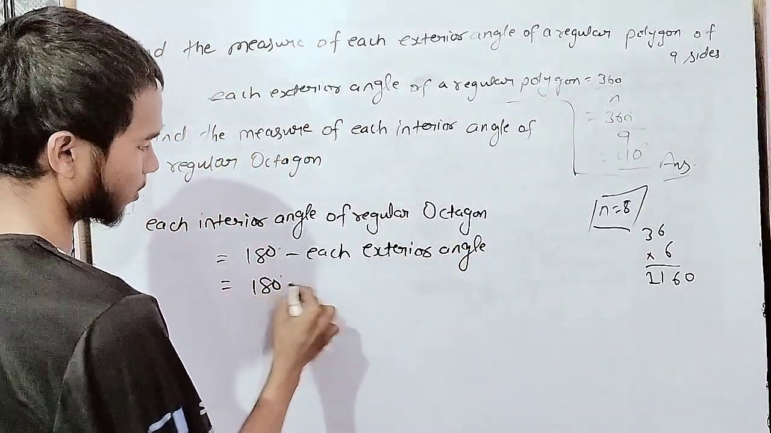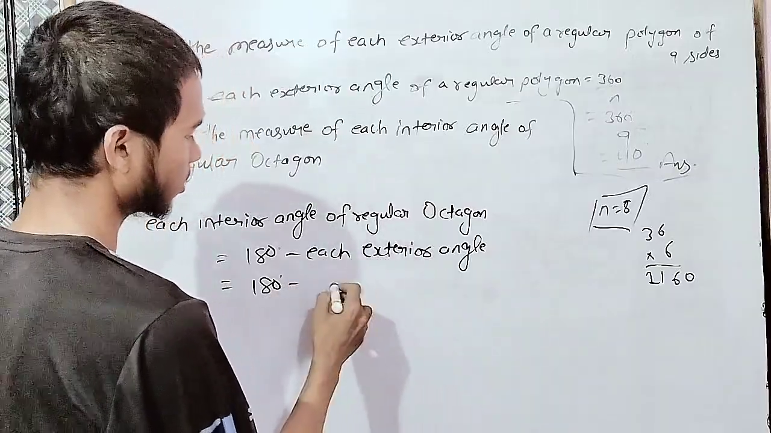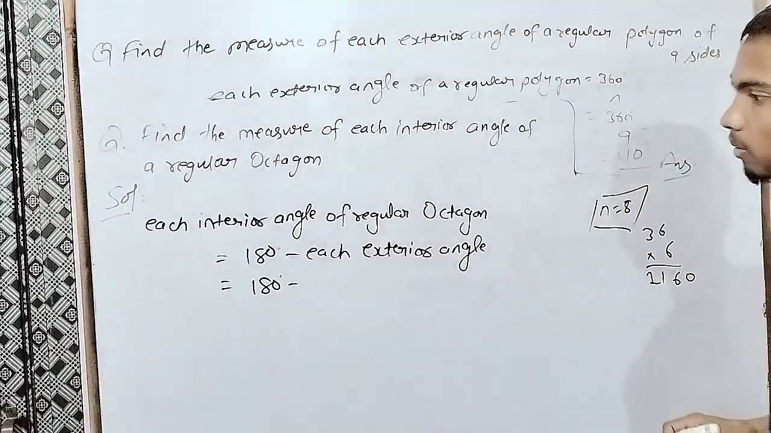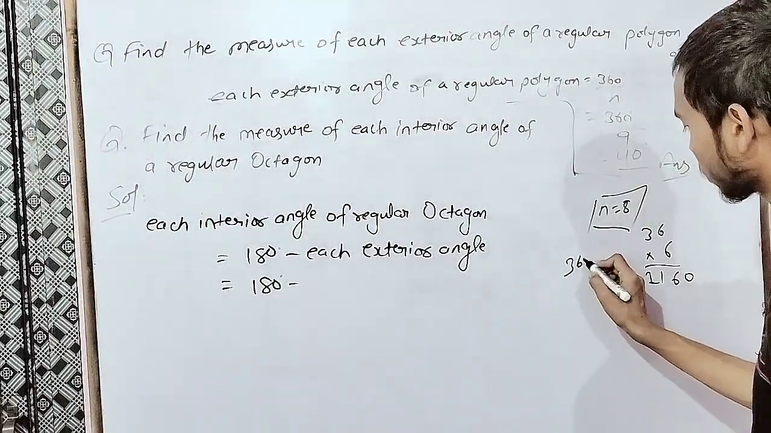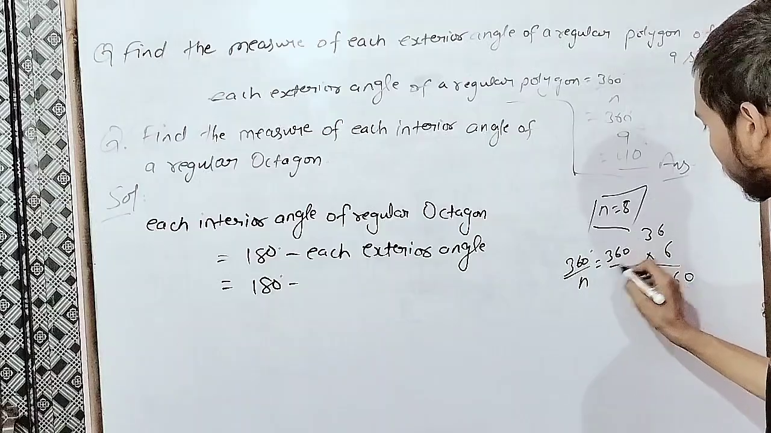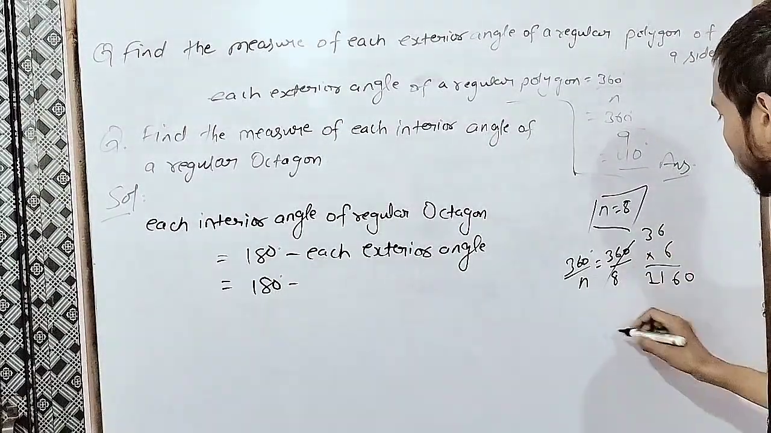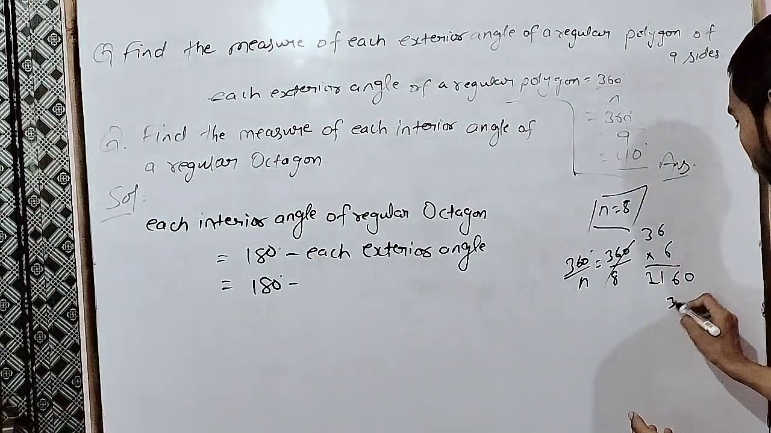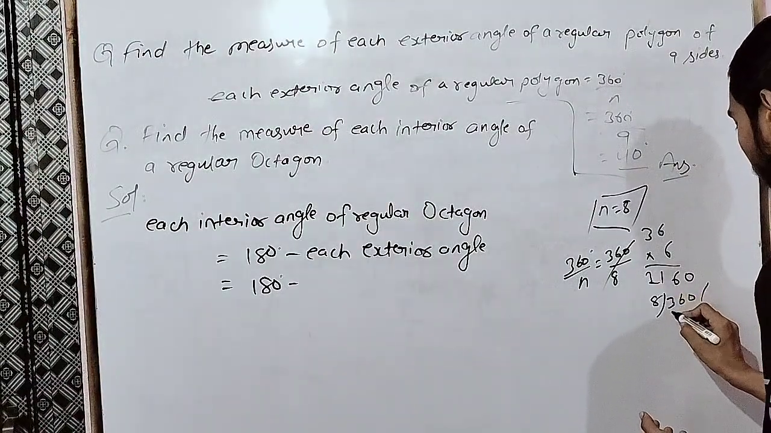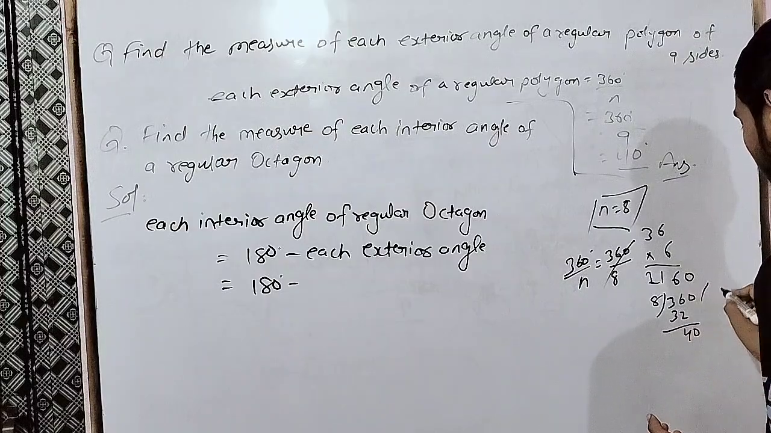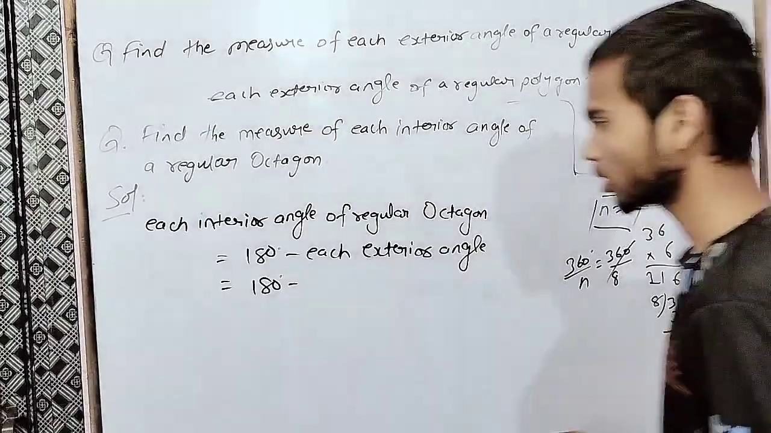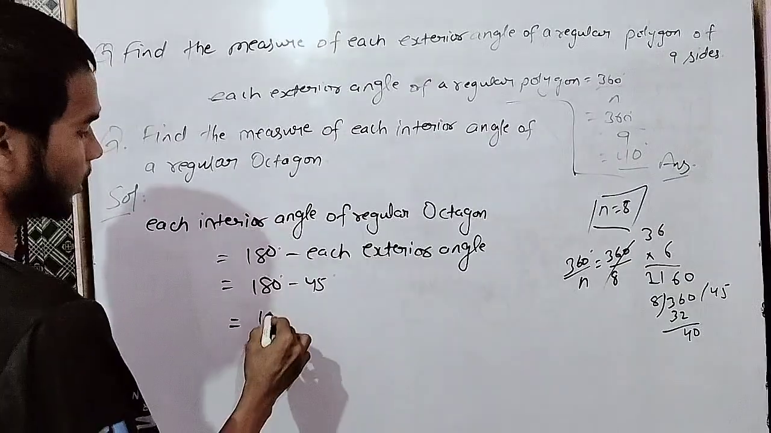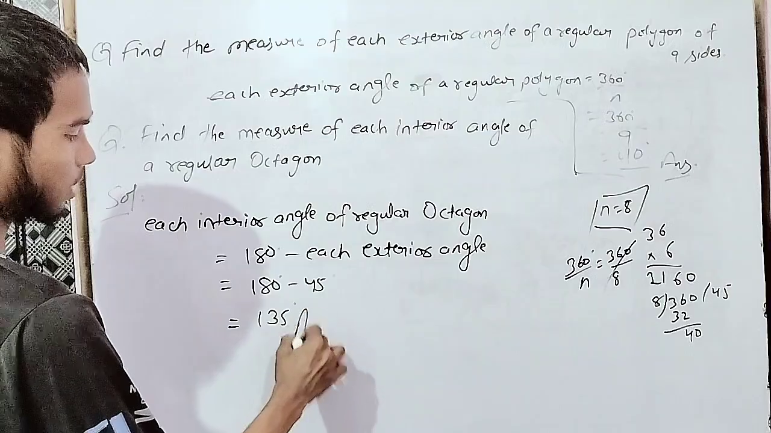Now we need to simplify. We don't know each exterior angle, so separately we can find its value: 360 upon n, 360 upon 8. 8 fives are 40, 45. Okay, 45. Now we have 180 minus 45, which is 135. This is our answer.